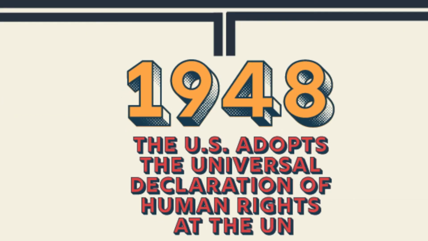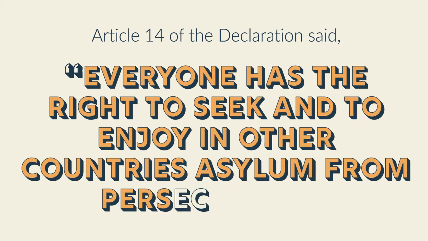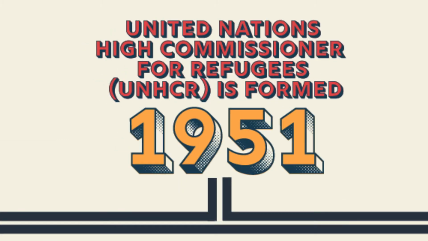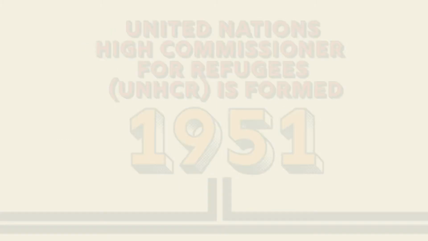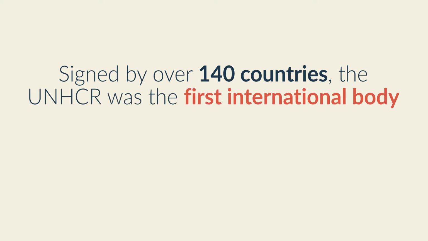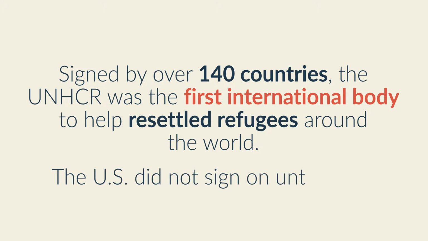1948. The U.S. adopts the Universal Declaration of Human Rights at the UN. Article 14 of the Declaration said, "Everyone has the right to seek and to enjoy in other countries asylum from persecution." 1951. United Nations High Commissioner for Refugees is formed. Signed by over 140 countries, the UNHCR was the first international body to help resettle refugees around the world, but the United States did not sign until 1967.